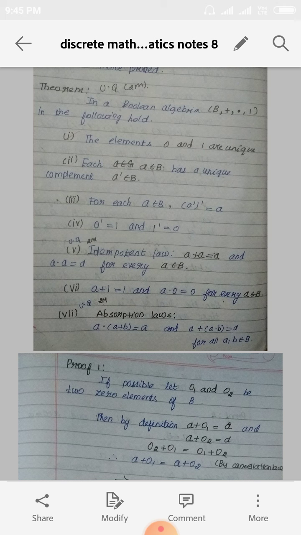And the seventh one is the absorption law. That is, a dot of a plus b is equal to a, and a plus of a dot b is equal to a. That is the absorption law. Okay, let us see the proofs one by one.